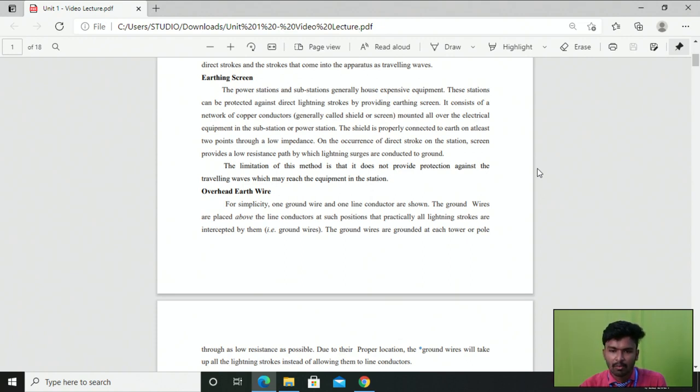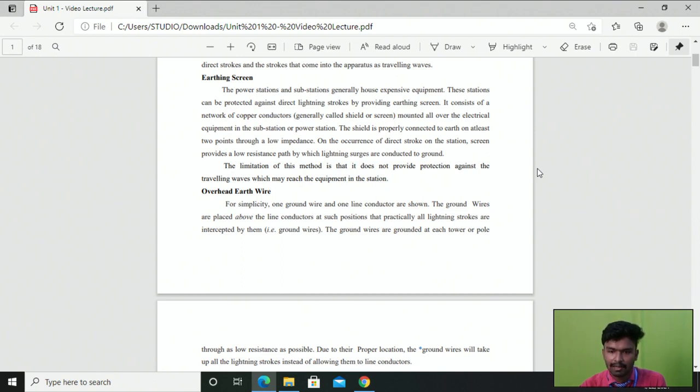So normally in our power station and substation we have a number of transmission lines, transformers, and lightning arrestor protection devices, which consist of many expensive equipments. These stations can be protected against direct lightning strokes by providing an earthing screen. The earthing screen consists of a network of copper conductor, generally called shield or screen, which is mounted all over the electrical equipment in the substation or power station.